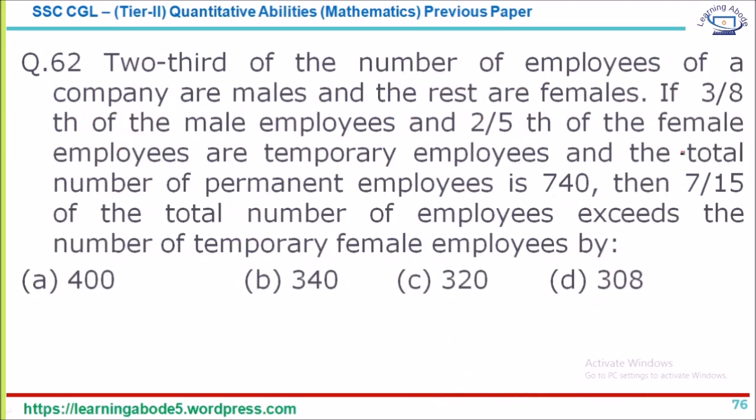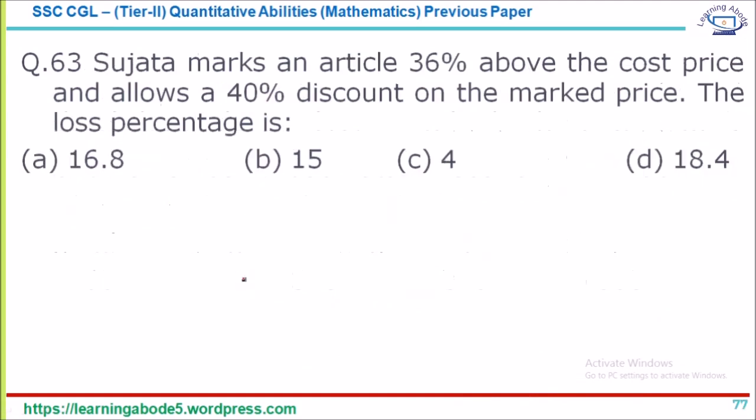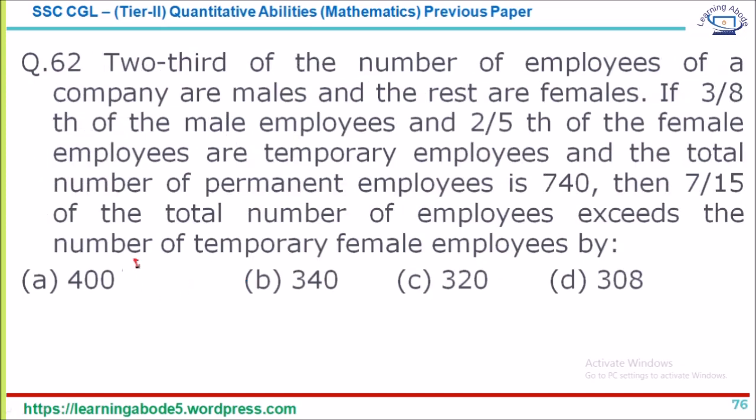Right. Now question number 62. 2/3 of the number of employees of a company are male and the rest are females. So 2/3 are males and female is the rest, 1/3. Now if 3/8 of the male and 2/5 of the female are temporary employees, so 3/8 are temporary, which means 5/8 are permanent, and 2/5 are temporary, which means 3/5 are permanent.